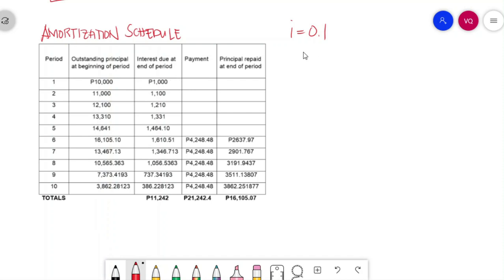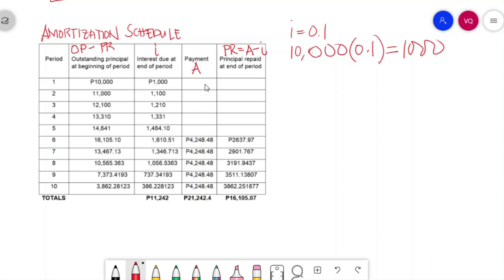Our first interest is 10,000 times 0.1, that is equal to 1,000 pesos. So this is our OP, outstanding principal, our I, our payment, which is our annuity, and PR. So as we said earlier, PR is equal to A minus I. The value of our next outstanding principal is equal to OP minus PR.